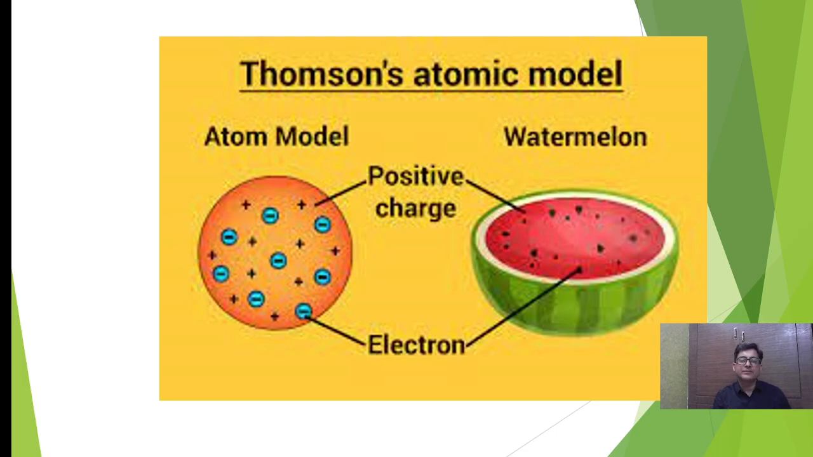You can see the positively charged sphere appears like the red portion of the watermelon, and the negatively charged electrons are like the seeds in the watermelon. So it was named after that, J.J. Thomson's watermelon model.